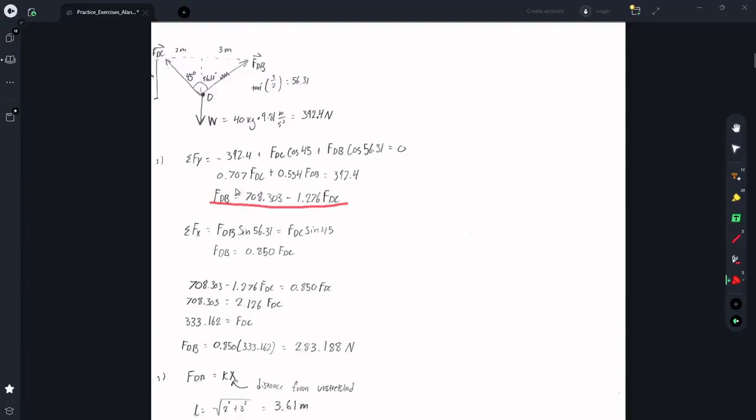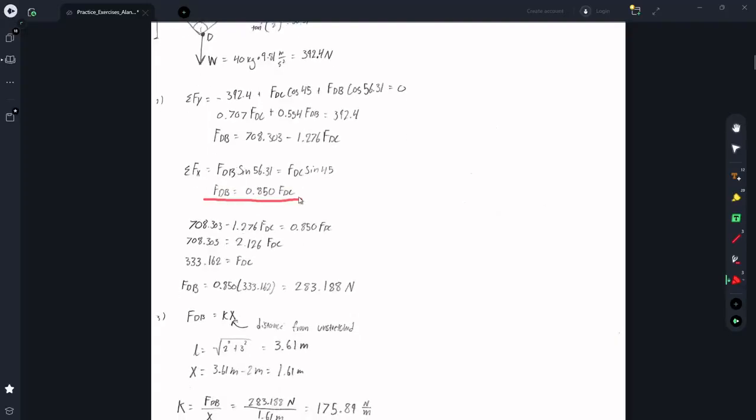To solve this system of equations, we need one more since we have two unknowns. So I set up the sum of the forces in the x direction is equal to 0. That's going to be this minus this. Since those are the only two, they're going to be equal because they're in opposite directions. That gives me this equation relating FDB and FDC.